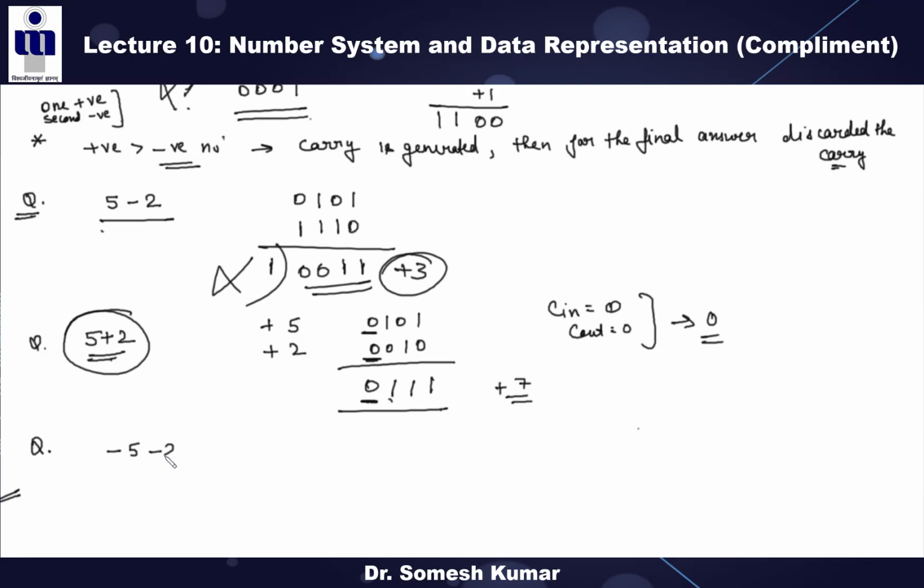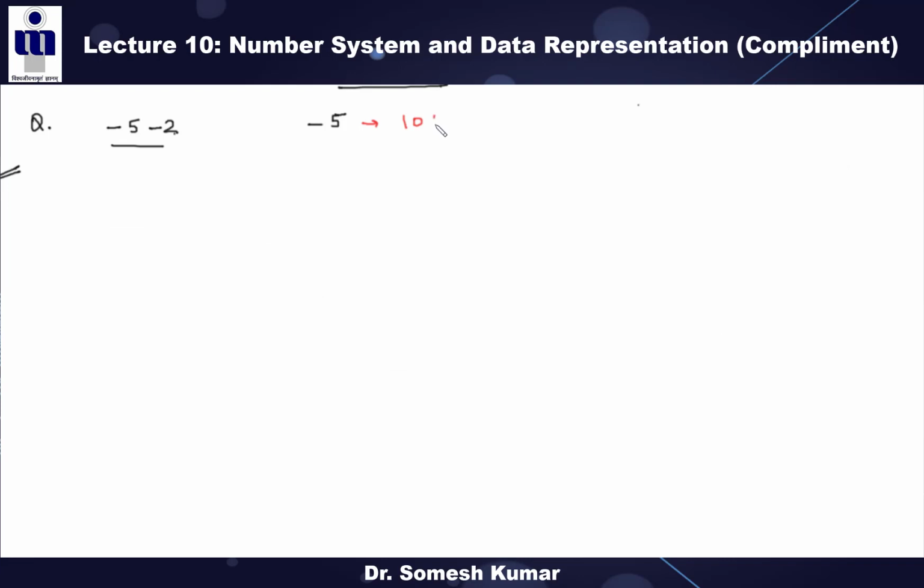Minus 5 minus 2. What is minus 5? 1, 0, 1, 1. What is minus 2? 1, 1, 1, 0. And what is the addition of this? 1, 0, 0, 1, and the extra 1 is the carry.